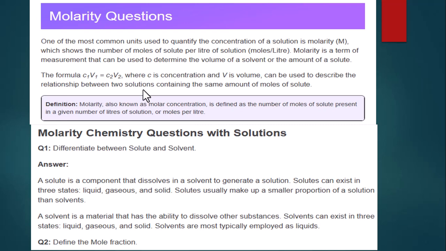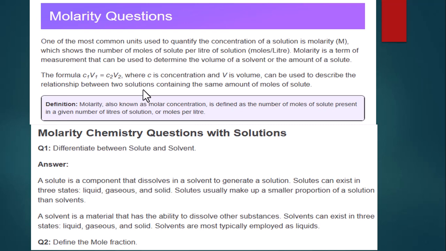All right, so molarity is a term of measurement that can be used to determine the volume of a solvent. So we can determine the volume of a solvent, which is something of which a solute dissolves inside of, or the amount of a solute. So we can use molarity to determine the volume of the solvent or the amount of the solute.